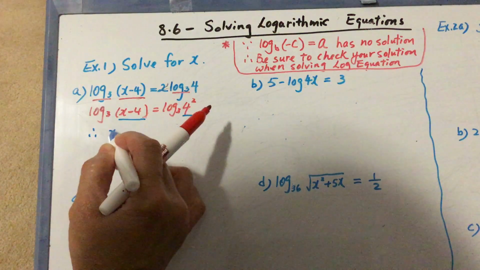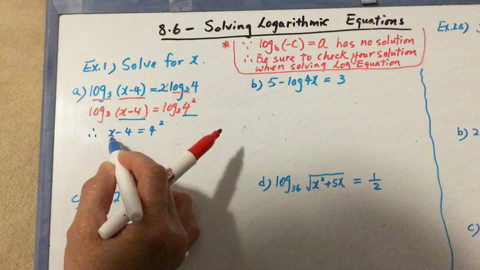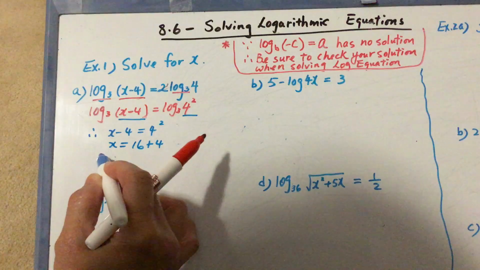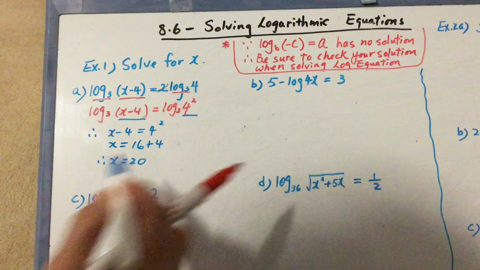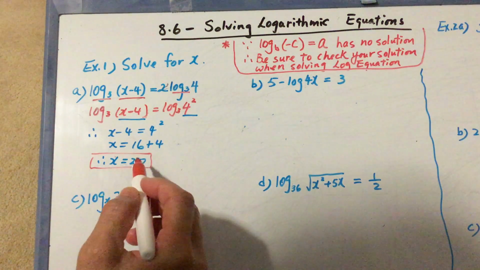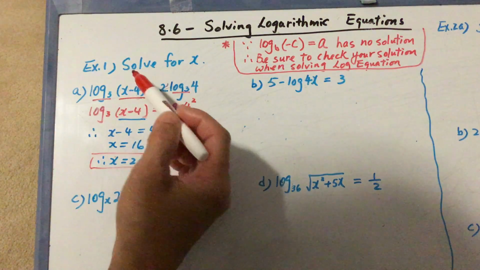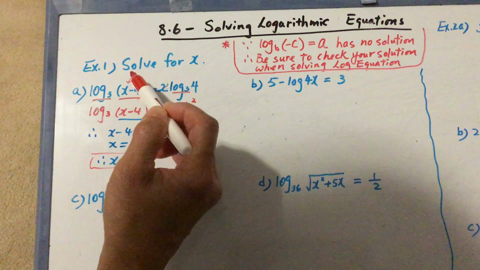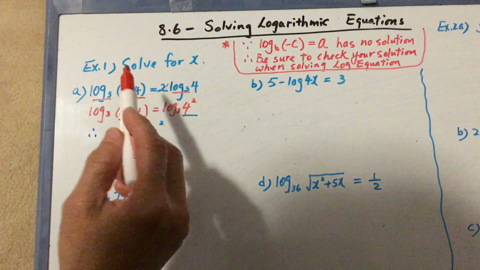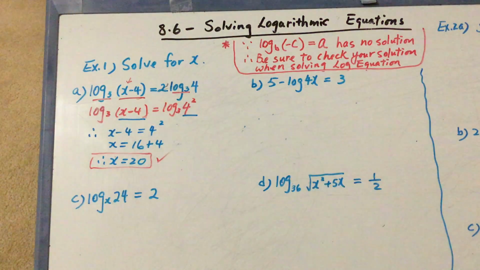Therefore, x minus 4 must be equal to 4 to the power of 2. Solving for x, you take the 16 plus the 4. So finally, x must be equal to 20. That will be my final answer for this one. As soon as I have the solution for x, I bring it back to my original question to make sure that when I substitute x with 20, this term does not turn negative. If it does, then it will not be your solution. But in this case, it's good, so this is a good solution.